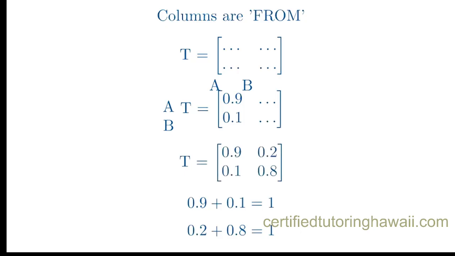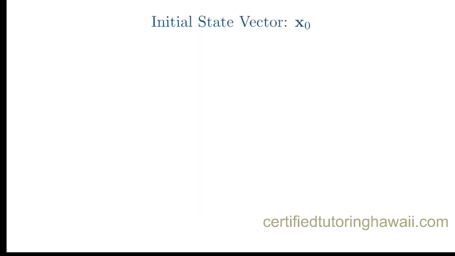Notice that the sum of the entries in each column is 1. This must always be true for a transition matrix, because everyone has to go somewhere. The population from City A, 0.9 plus 0.1, is fully accounted for, and so is the population from City B, 0.2 plus 0.8. We have a model of the transitions, but we also need a starting point to make predictions.